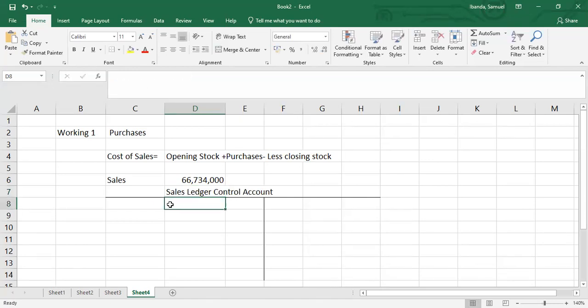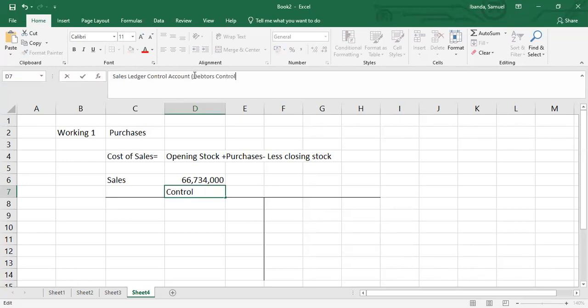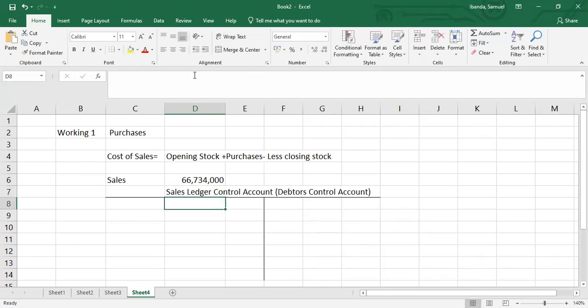Okay, the sales ledger control account. From your understanding of a sales ledger control account, it can also be called the debtors control account, okay? This can also be called the accounts receivable control account. The same things are related, okay? I could also put it in brackets here for your understanding. This is a debtors control account.